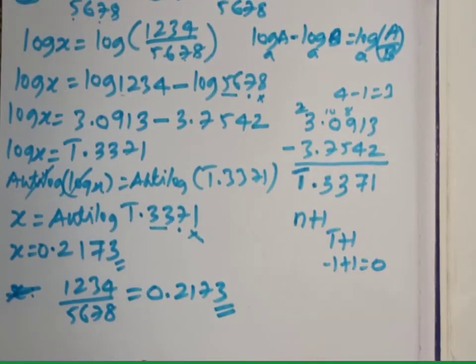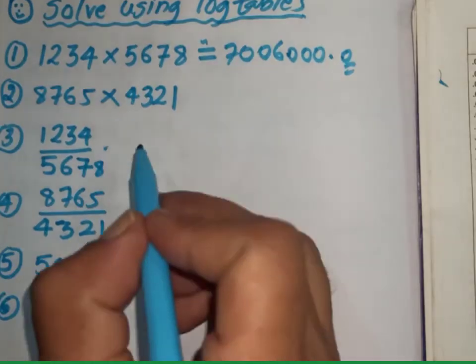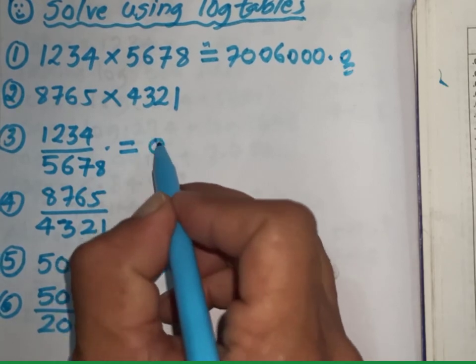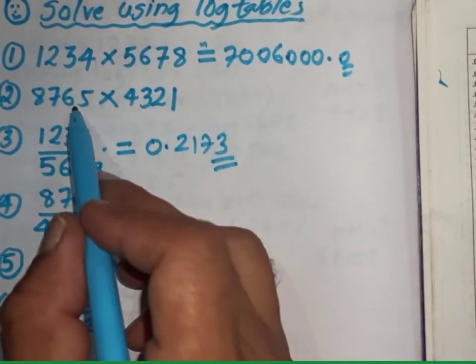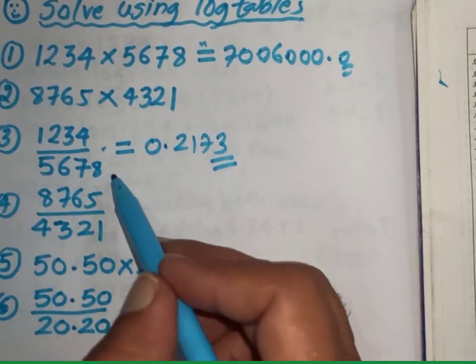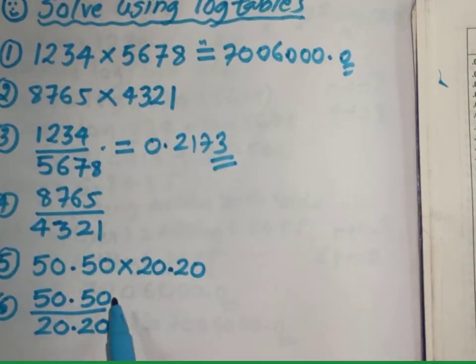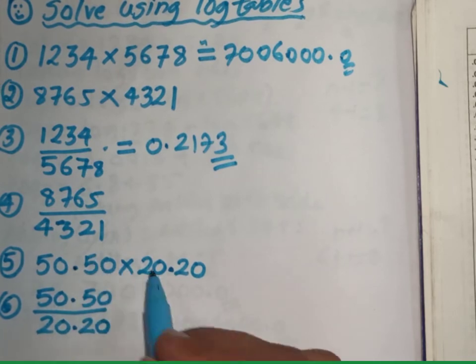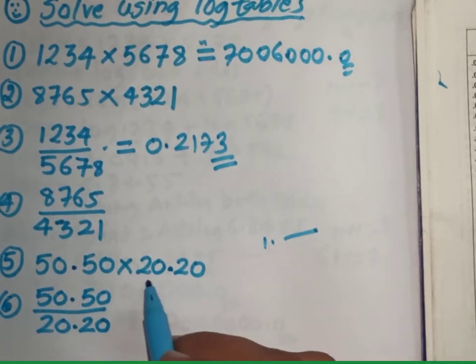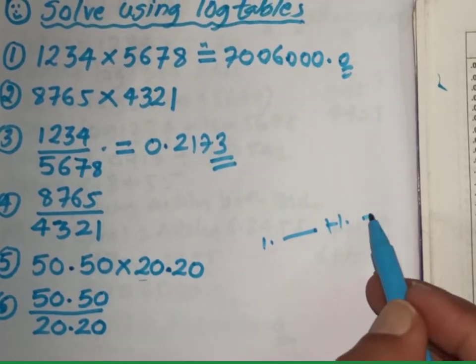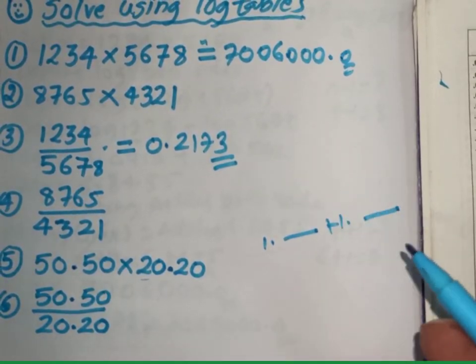Okay. Let's go back to the problems. Thus the answer comes to 0.2173. Again, you will use the same way, and this problem also you will solve the same way that we have solved. In problems 5 and 6, only here the characteristics will be 1 and 2, so with 2 digits, minus 1, the characteristic will be 1 point something. Similarly here also you get plus 1.20 under 2, and add them, then find the anti-logarithm, and you will get the answer.